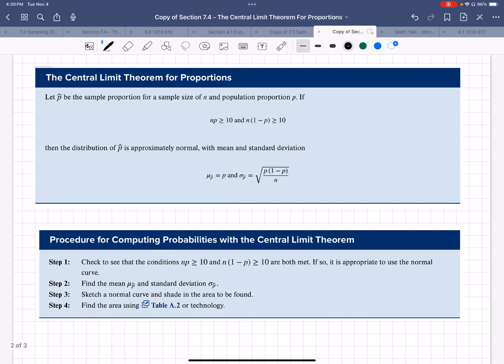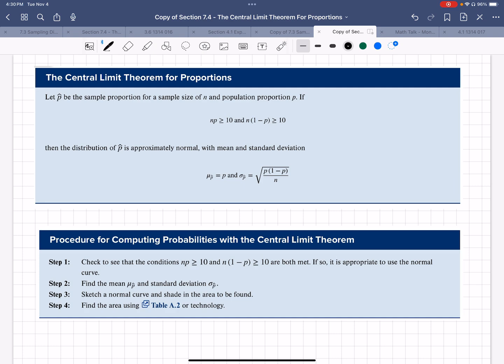We, of course, have a central limit theorem for proportions. It says let p hat be the sample proportion for a sample size of n and population proportion p. If n times p is greater than or equal to 10 and n times 1 minus p is greater than or equal to 10, then the distribution of p hat is approximately normal with mean and standard deviation equal to the following. So here's the deal, guys.